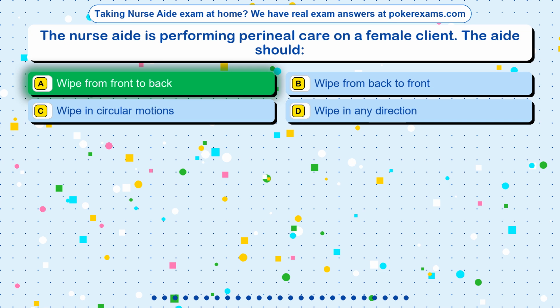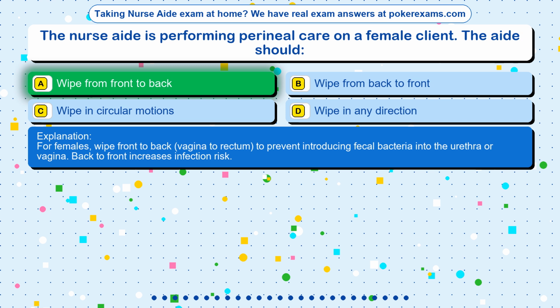The correct answer is option A, wipe from front to back. For females, wipe front to back, vagina to rectum, to prevent introducing fecal bacteria into the urethra or vagina. Back to front increases infection risk.